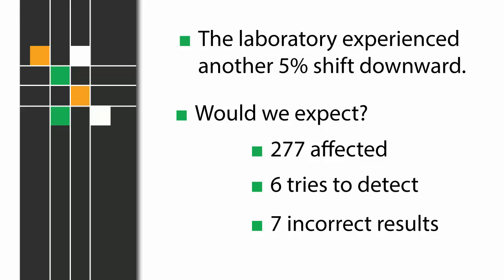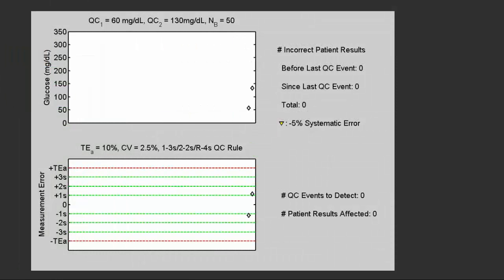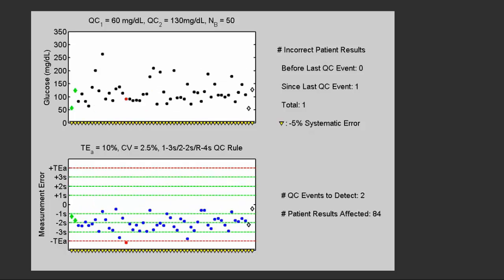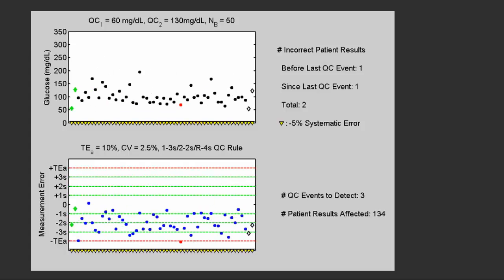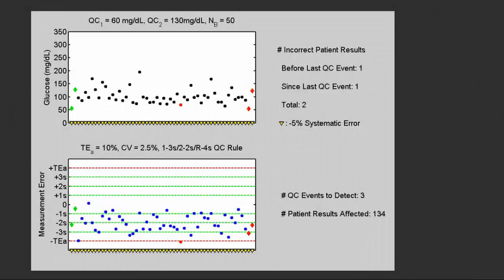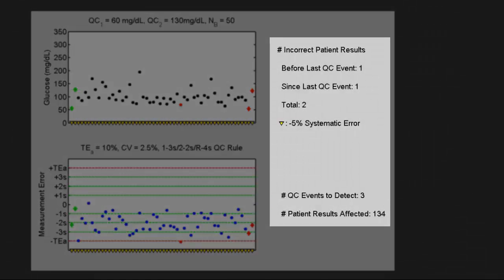We have a QC event, and it is an accept. We run patients, and then the out-of-control condition occurs. This time it occurs 34 patient specimens prior to the next set of QCs. Let's continue testing. We have a bad result which we failed to detect. We continue testing, and at last we get a QC rule rejection. In this particular situation, it only took 3 QC events to detect the 5% shift downward.